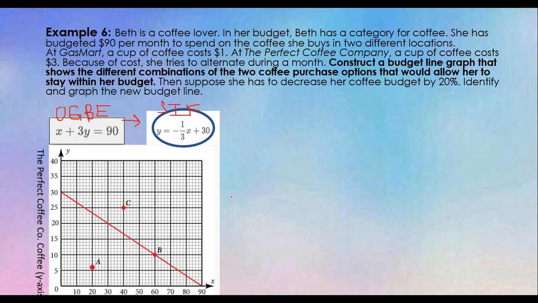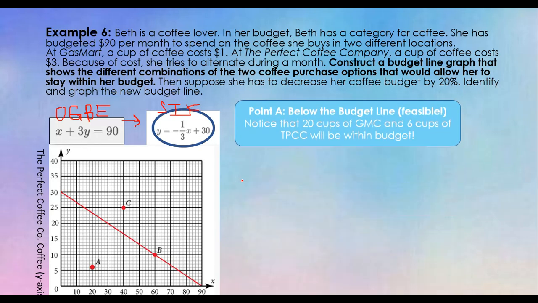Beautiful. So we have this, and we have a couple options that I just randomly selected some points. I selected point A over here, point B over here, point C over here. Because we did the budget line graph, and we have to show a couple combinations that stay within budget. So we have 3 different points that I want to talk to you guys about.